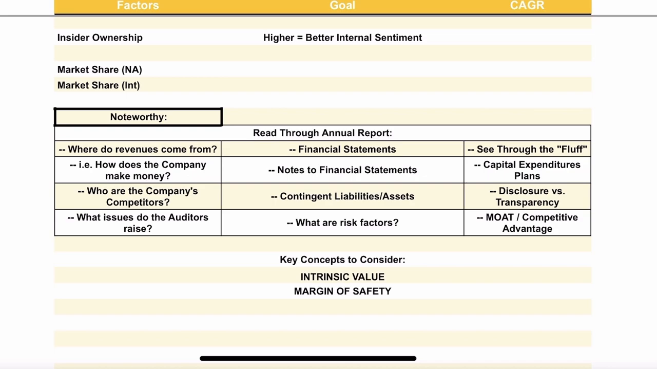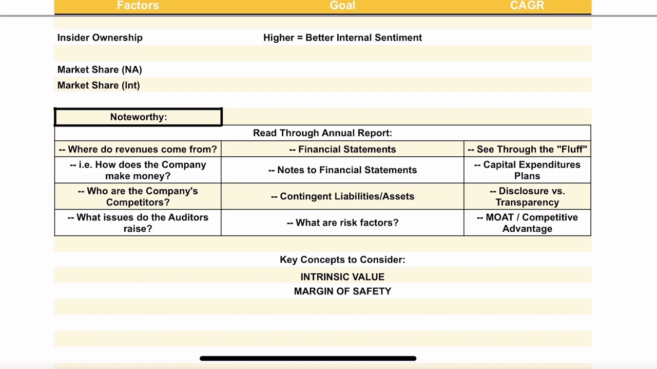How are they planning to invest back in the company? What research and development are they doing? What products are they going to start emphasizing? And then also something to note is there's a difference in an annual report, in company statements and shareholder meetings, there's a difference between disclosure and transparency.